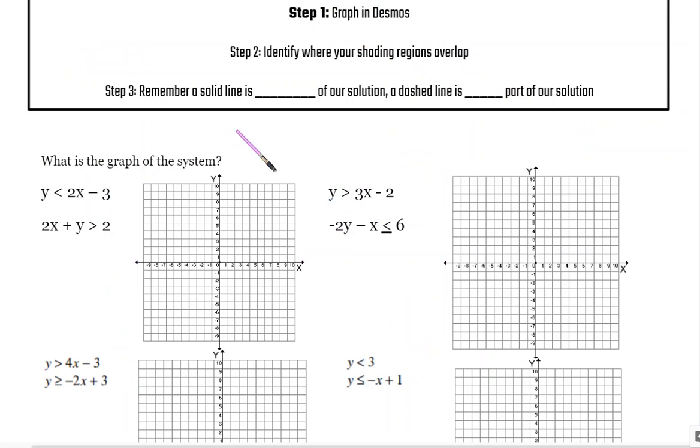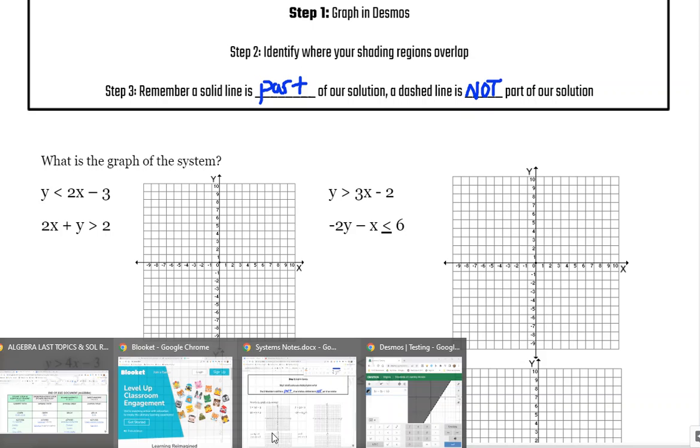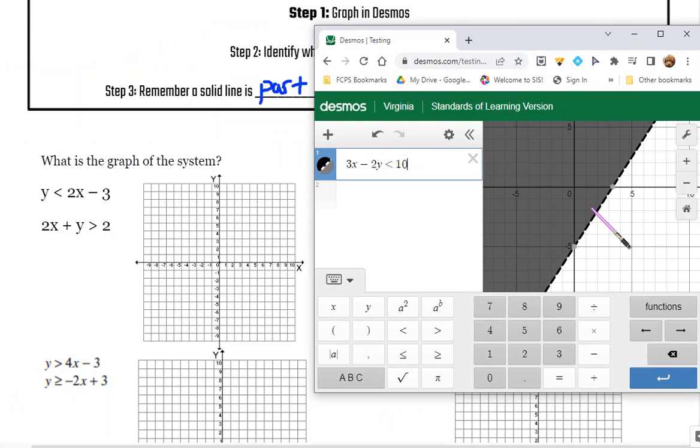Okay, so sometimes they're going to give you a system of inequalities, and that means they're going to give you 2 inequalities, and you have to figure out what the solutions are. Okay, so first we're going to graph them in Desmos, and then we're going to identify where the shading regions overlap. Remember, a solid line is part of our solution, so if it's on a solid line, it counts as part of our solution, and if it's on a dashed line, it is not part of our solution.